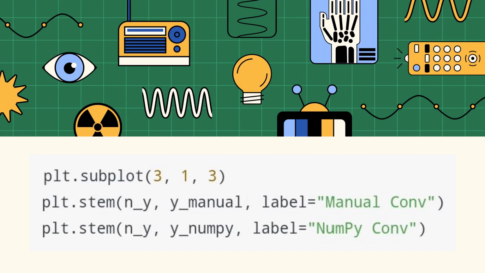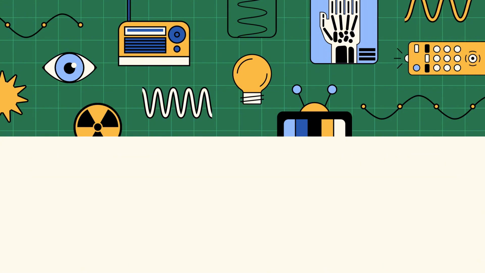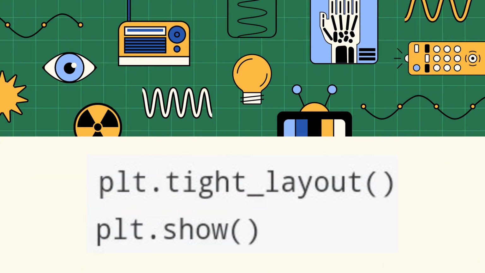This final plot compares the manual convolution result and the NumPy convolution result. Since both overlap, it confirms that the manual convolution is implemented correctly. The layout is adjusted to avoid overlap, and the plots are displayed on the screen.